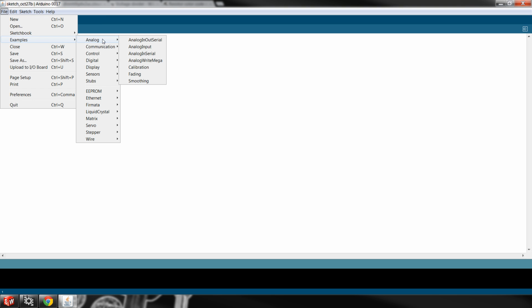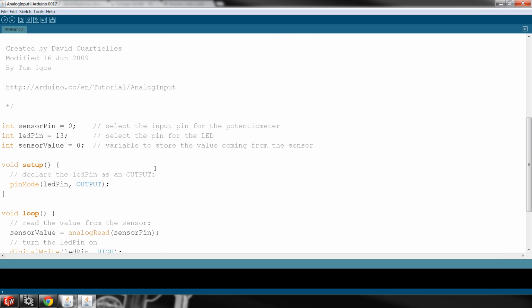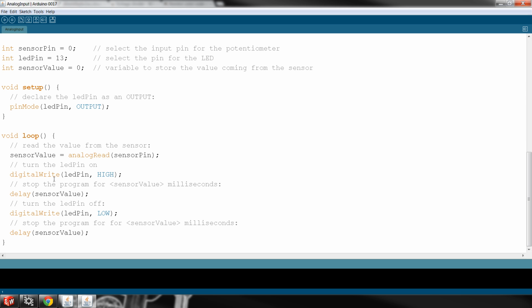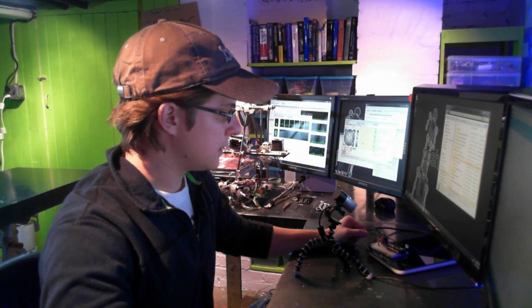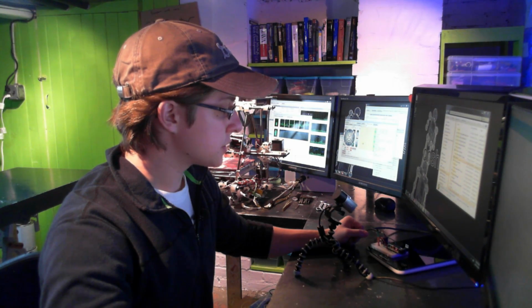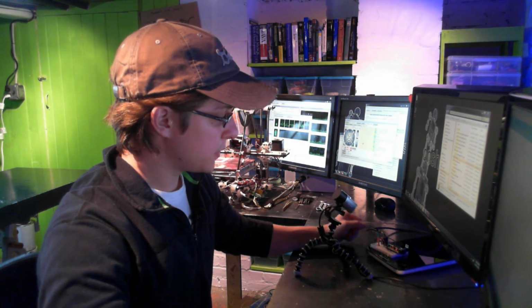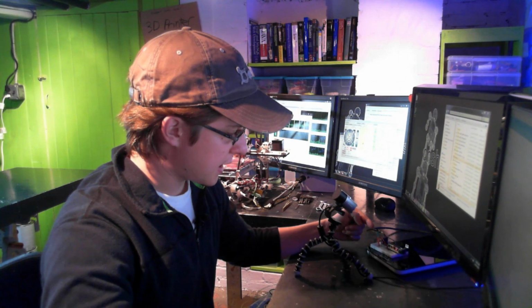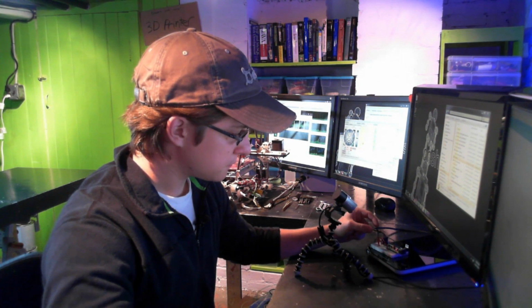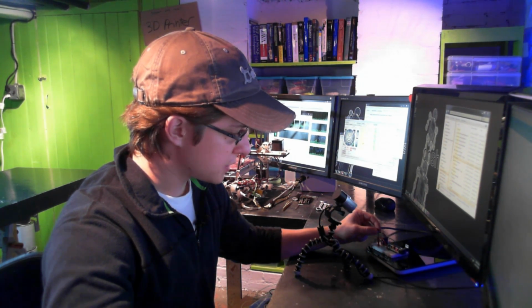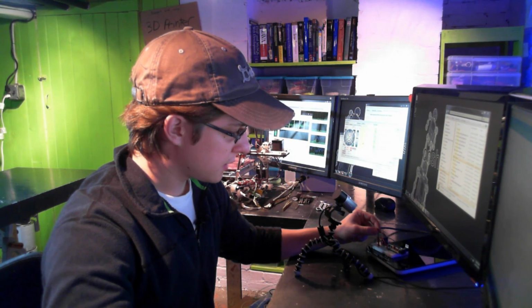and we just go to our examples. We have analog input. And we see that all this sketch does is reads in the sensor value and uses that sensor value to delay the LED. At the moment, the LED looks to be solid. And the reason that is, I'm not applying any force to this sensor. If I apply a little bit of force, it starts to blink.